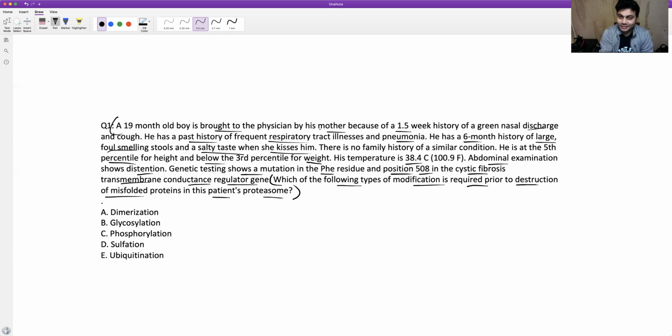It says they did the genetic testing and found this mutation in the cystic fibrosis transmembrane regulator gene. This gives you the idea that this patient has cystic fibrosis. All right. Now the last line, which we read already in the beginning, says: which of the following types of modification is required prior to destruction of misfolded proteins in the patient's proteasome? So they are describing this vignette about cystic fibrosis all through, and in the last line, they're asking you a basic cytology question.